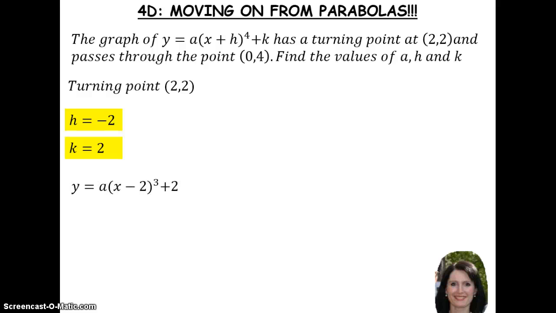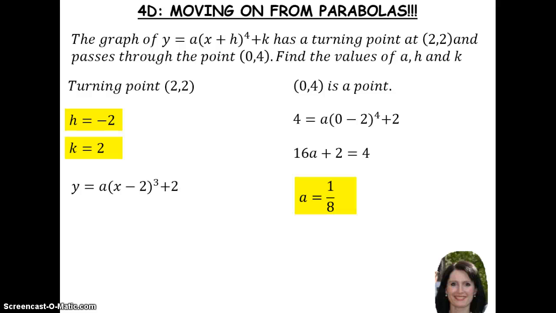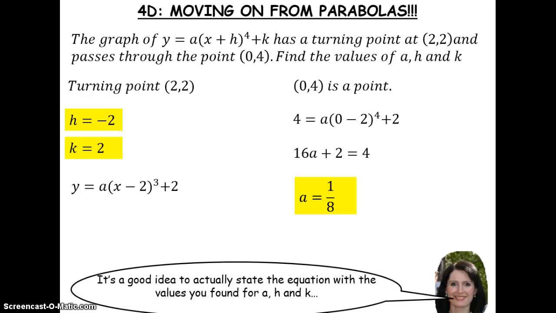We can put those in, so we get y equals a(x minus 2) cubed plus 2. We then have the information that (0, 4) is a point. Let's sub that in. So 4 equals a(0 minus 2) to the 4 plus 2. 16a plus 2 equals 4, and rearranging we can get a equals 1/8. It's a good idea to actually state the equation with the values you found for a, h and k. We'll do that here. The question doesn't directly ask it, but I think it's a good idea. y equals 1/8(x minus 2) cubed plus 2. And that's it.